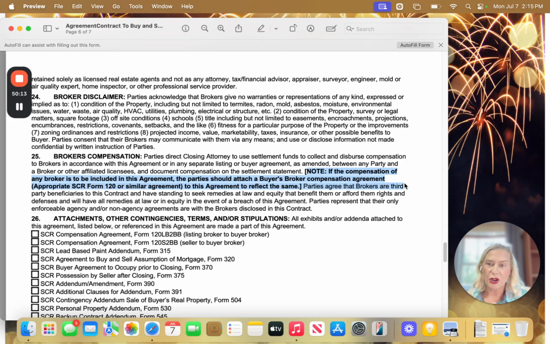Parties agree that brokers are third-party beneficiaries to this contract and have standing to seek remedies in equity. So in other words, if they do not pay according to the contract, we have the right to sue, and that's how we're going to get paid. Parties represent that only their enforceable agency or non-agency agreements are going to be disclosed within this contract. Again, big dilemma on how to move forward. But if you have a compensation agreement, or your compensation agreement is under 6.4a, then that's what they can use to disperse.